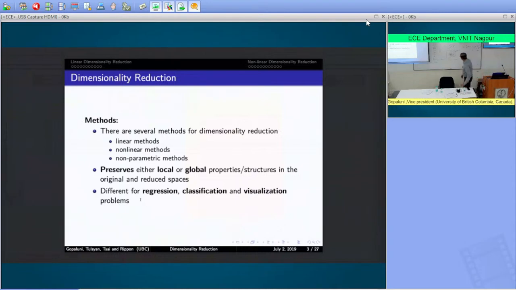So I want to go back to a block diagram that I drew yesterday. I talked about different steps, right? Data collection, data pre-processing, and then I had modeling here. Dimensionality reduction really comes in after data processing. Dimensionality reduction, and then you model. Okay.